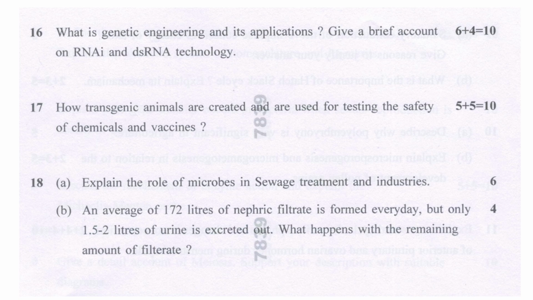Now, question number 18, the last question. Explain the role of microbes in sewage treatment and industries. Part B: an average of 172 liters of nephric filtrate is formed every day, but only 1.5 to 2 liters of urine is excreted out. What happens with the remaining amount of filtrate?